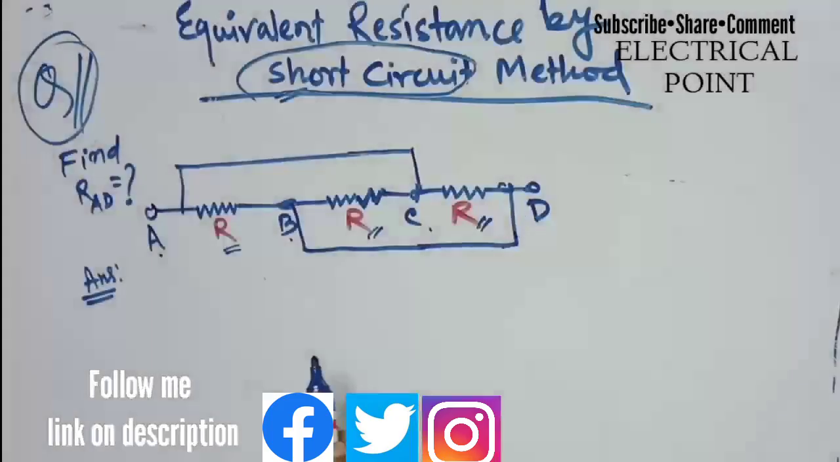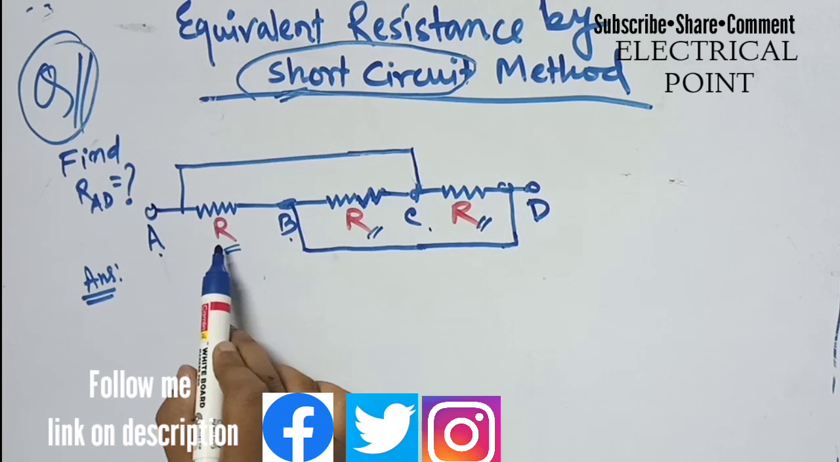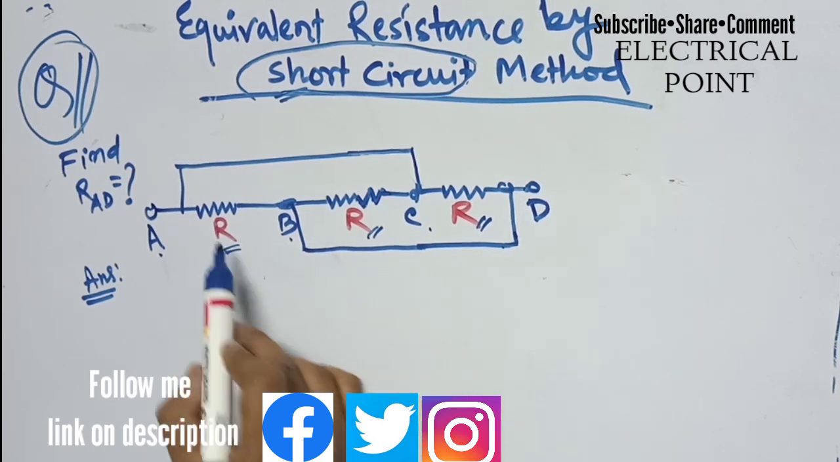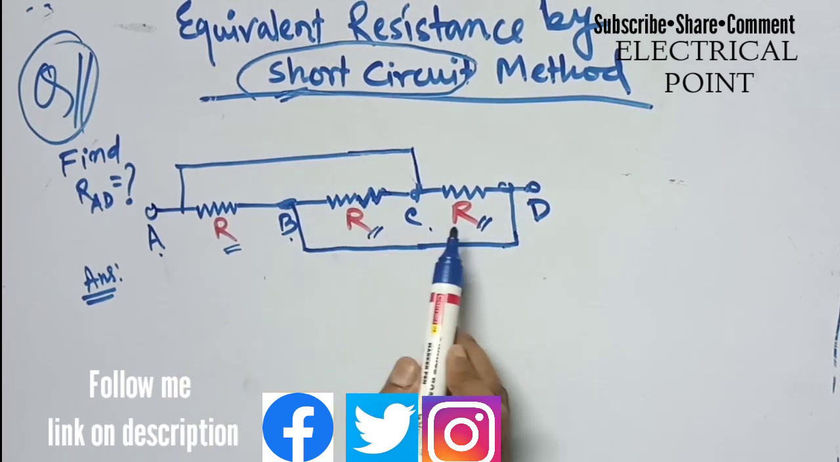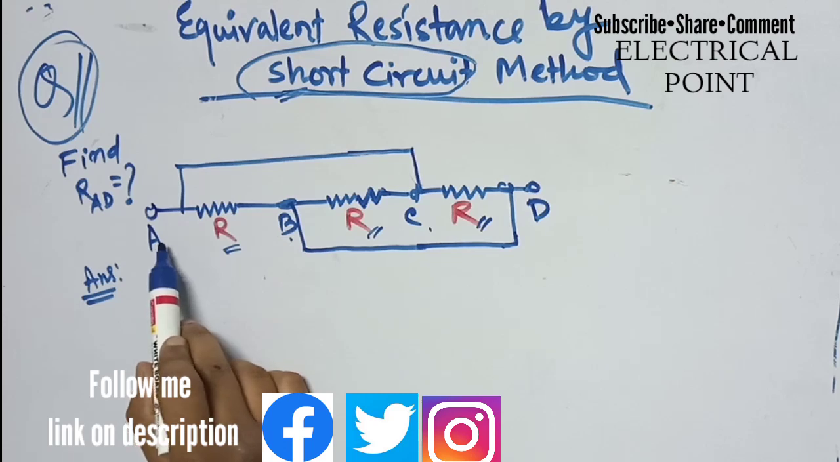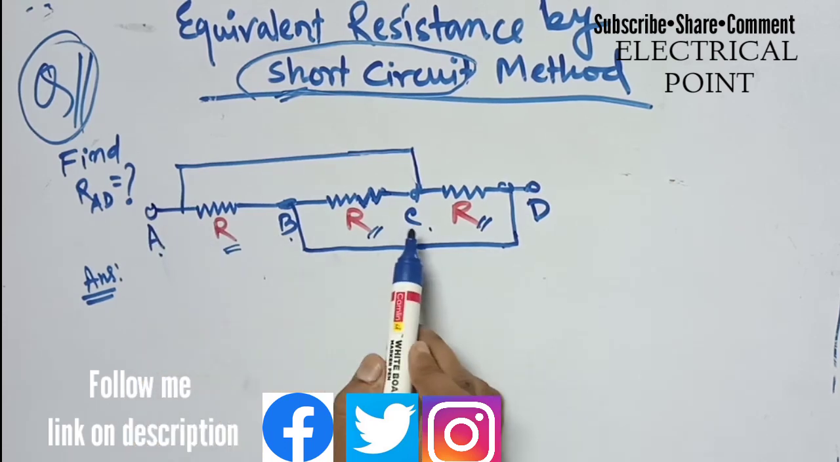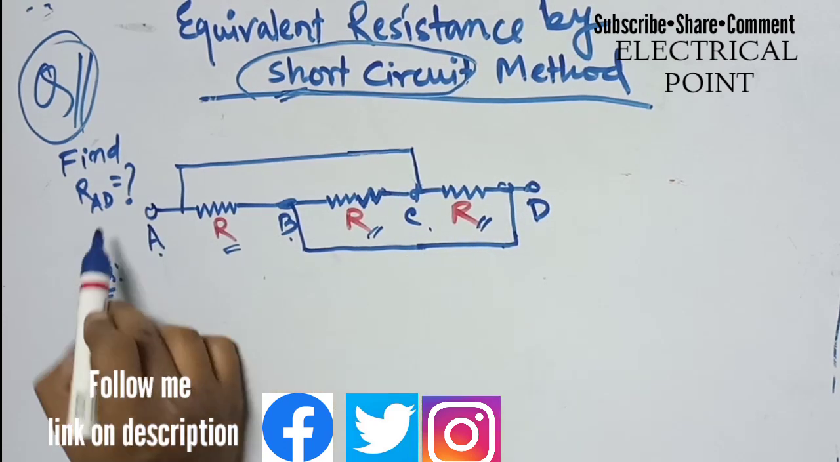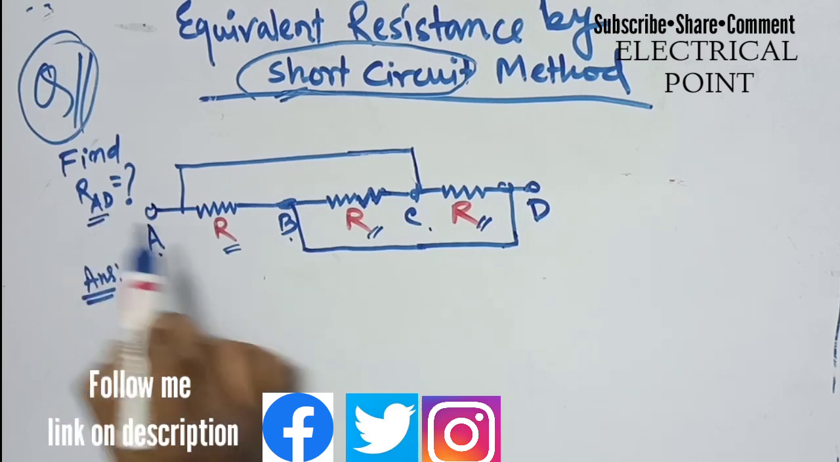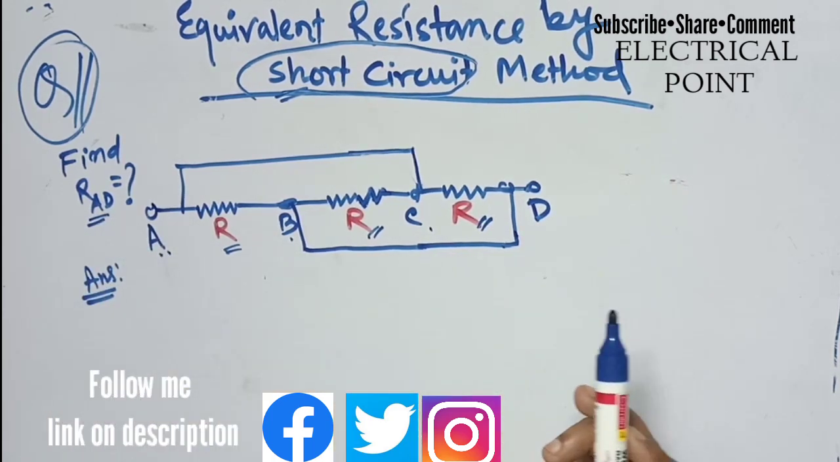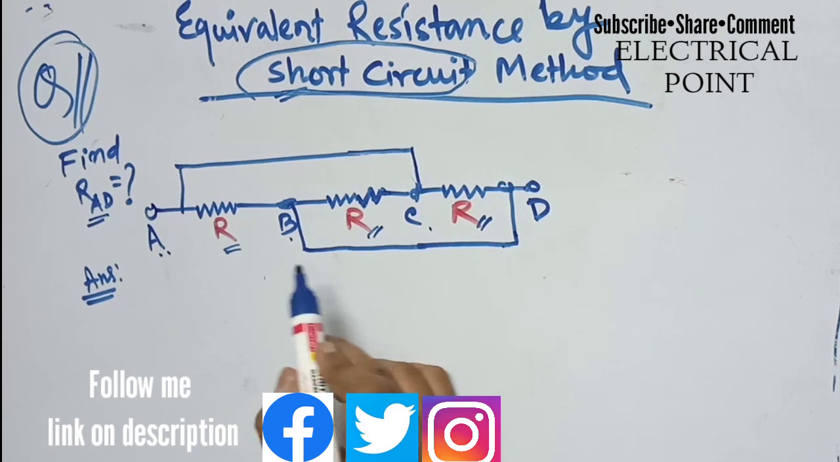So guys, see the second question. Here the complex circuit is given. All the resistances have the value of R, and the points are named A, B, C, and D, and we have to calculate the resistance across points A and D. Now see how I will do this.